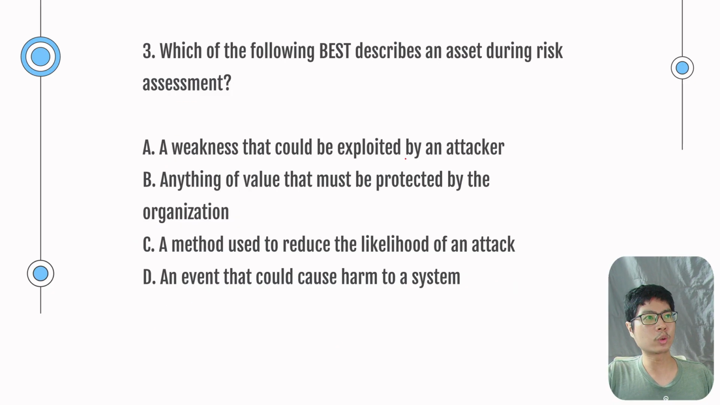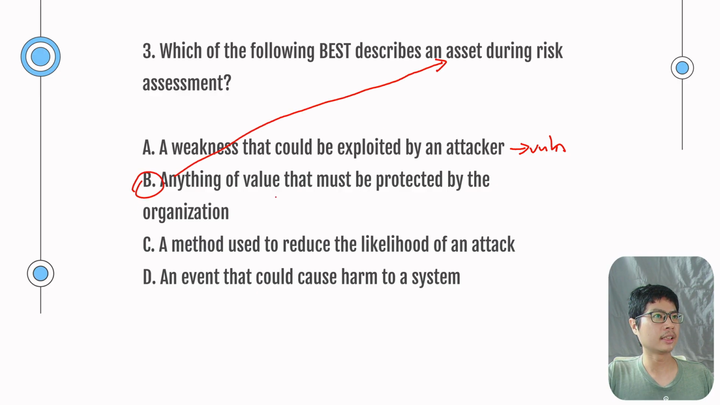Question 3. Which of the following best describes an asset during risk assessment? Okay, so the first option, we have a weakness that could be exploited by an attacker, and this is a vulnerability, not an asset. Option B, anything of value that must be protected by the organization, and yes, indeed, this is the asset.